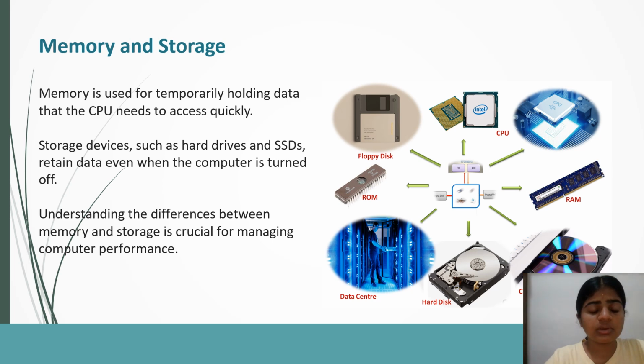Memory and storage. Memory is used for temporarily holding data, which the CPU needs to access quickly. Storage devices, such as hard drives and SSDs, retain data even when the computer is turned off. Understanding the difference between memory and storage is crucial for managing computer performance. As you see, there is RAM, random access memory, ROM, read only memory, data center, hard disk, and floppy disk, such things.